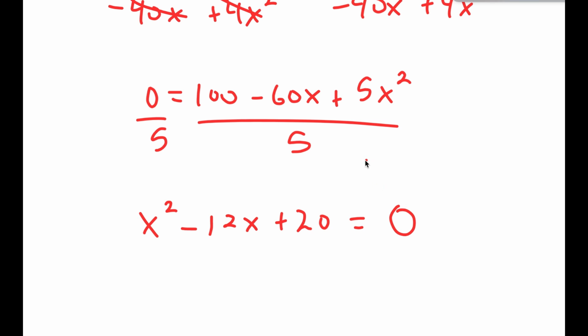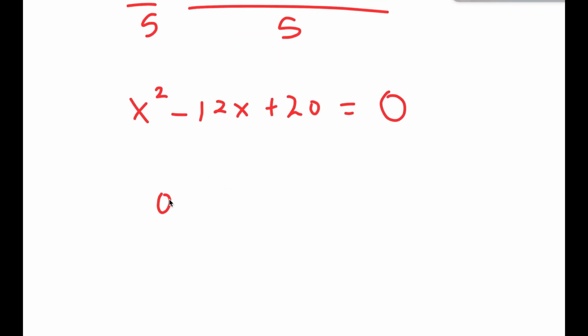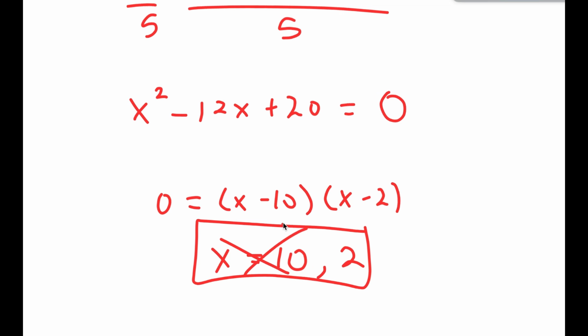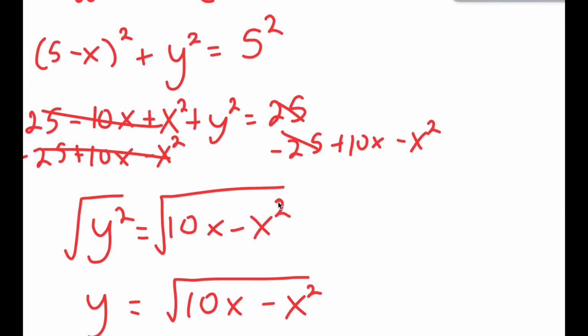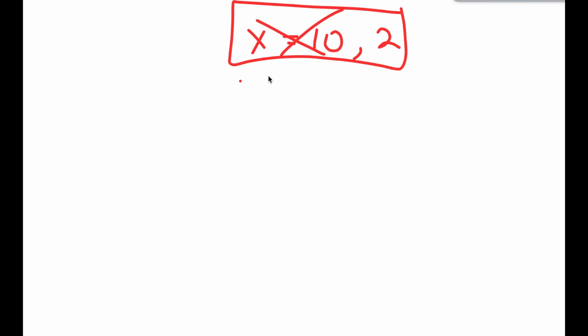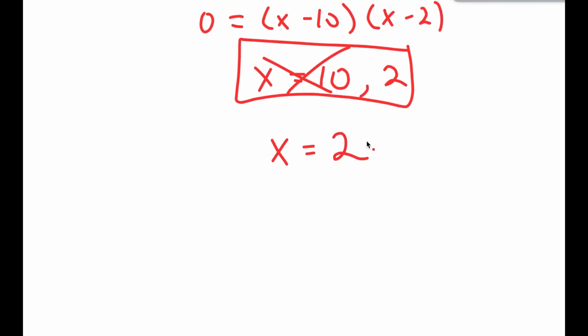So now I'm left with a quadratic equation, and if we factor this, we get 0 is equal to (x minus 10) times (x minus 2), meaning x is equal to 10 and 2. So we aren't done yet, because now that we have our values of x, well, x can't equal 10, because 10 is, if we go back here, much too large of a number for the side length, because 10 is the distance from here to here, and a side length can't be that long. So 10 is rejected, and my only value of x is 2.